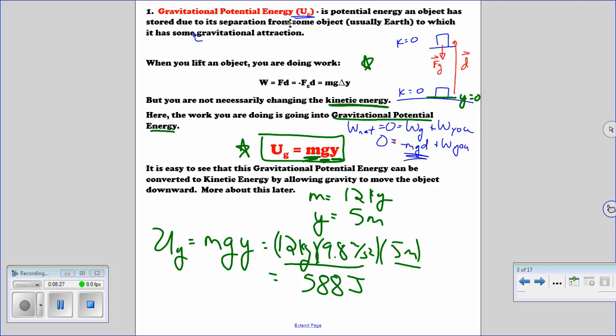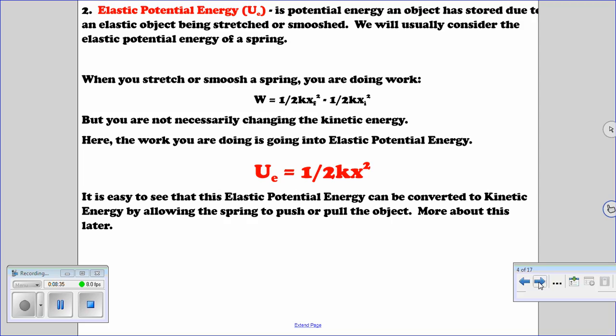Cool. So anytime you lift an object, you are giving it gravitational potential energy. And if you lower it, you're taking away gravitational potential energy. Okay? All right, now, next type of potential energy is called elastic potential energy. So again, this is going to be stored energy, but this time it's being stored because of an elastic object that is either being stretched or smooshed, technically compressed, but for whatever reason I enjoy the word smooshed.